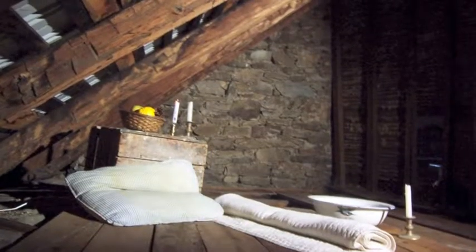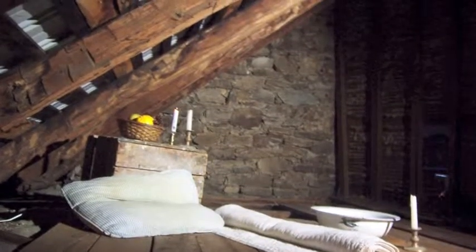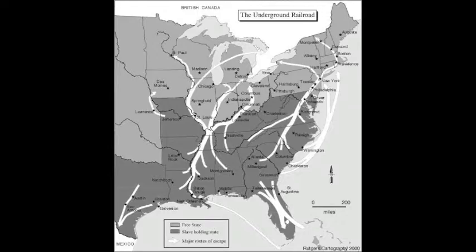Harriet Tubman was also a significant leader of the abolitionist movement. She was an African-American woman born into slavery. She too had escaped slavery and helped other slaves escape slavery through the Underground Railroad.